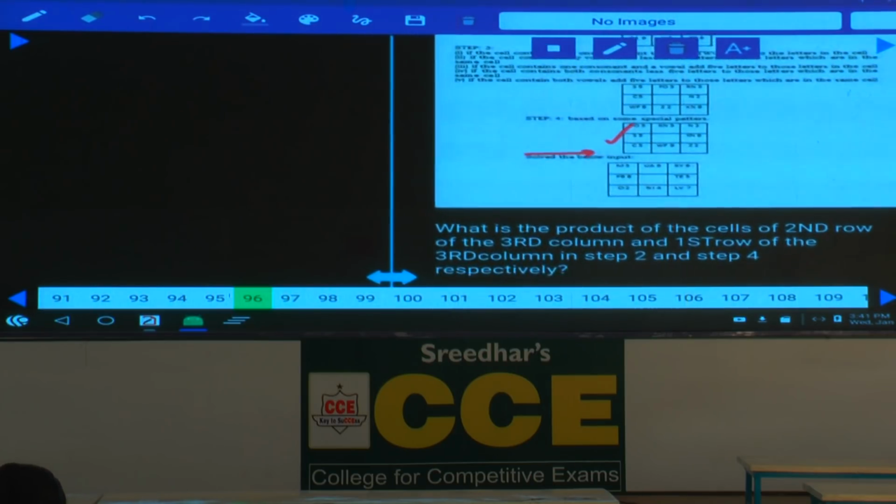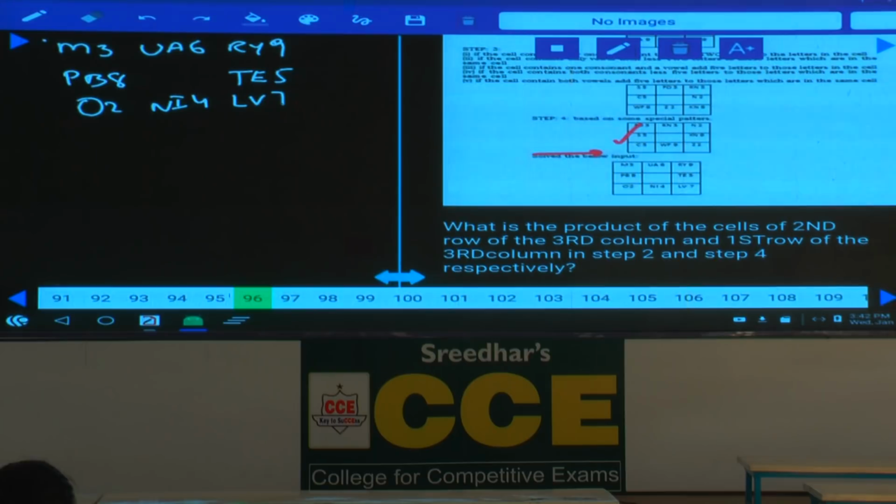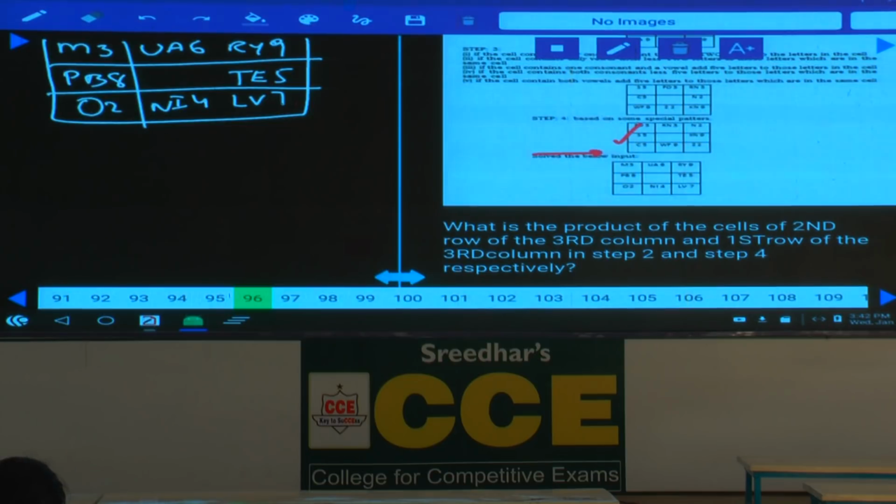Now let us start with this one and compare each and every step with the given input. Then tell me what is the input here: M3, UA6, RY9, next one PB8, next TE5, and QO2, after this NI4 and LV7. Now this is the input.